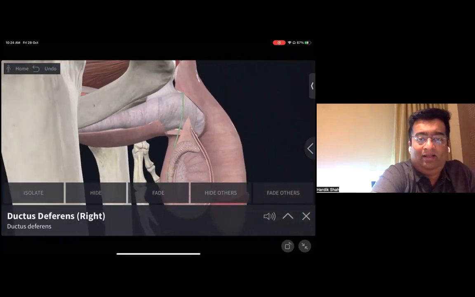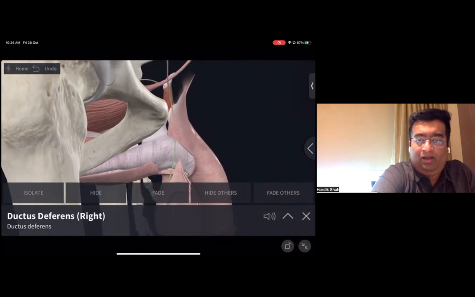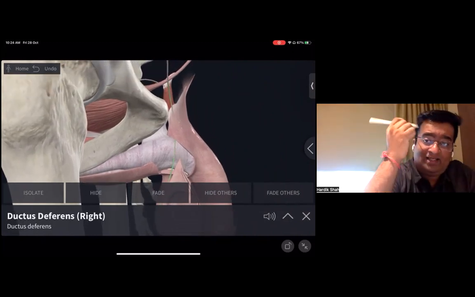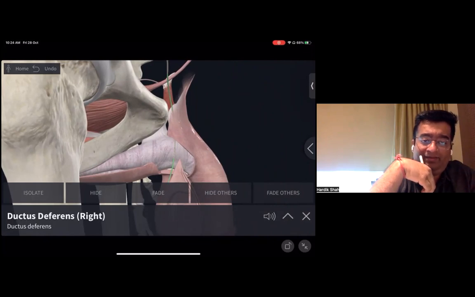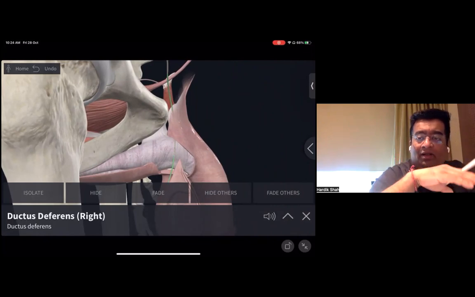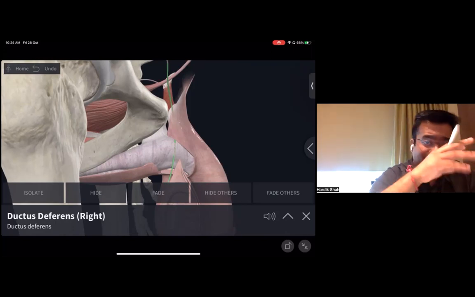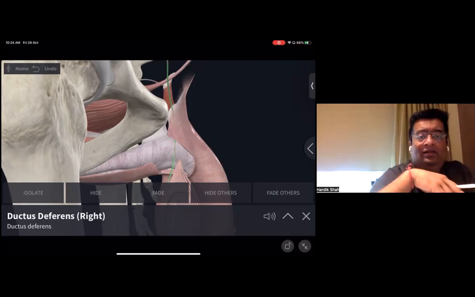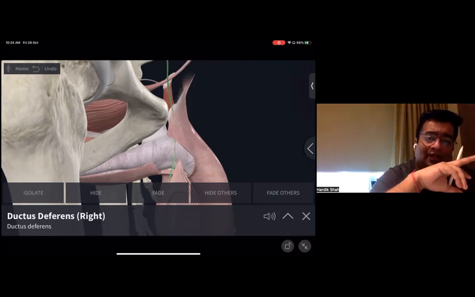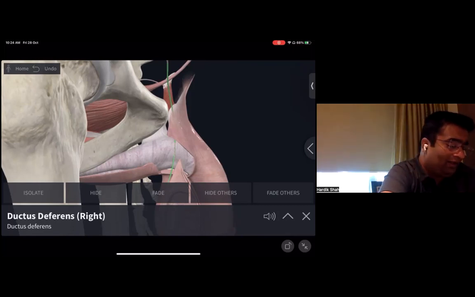Now the inguinal canal is the same one through which the testes had descended down just prior to birth to enter into the scrotal sac. I repeat, the inguinal canal is the same passage through which the testes had descended into the scrotal sac just prior to birth. So the vas deferens will enter again into the abdominal cavity via the inguinal canal.